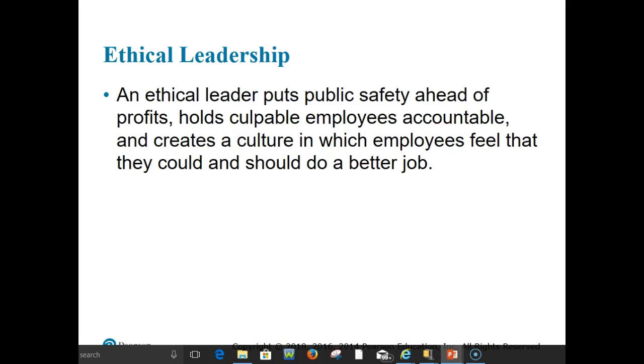Ethical leadership. An ethical leader puts public safety ahead of profits, holds culpable employees accountable, and creates a culture in which employees feel that they could and should do a better job.